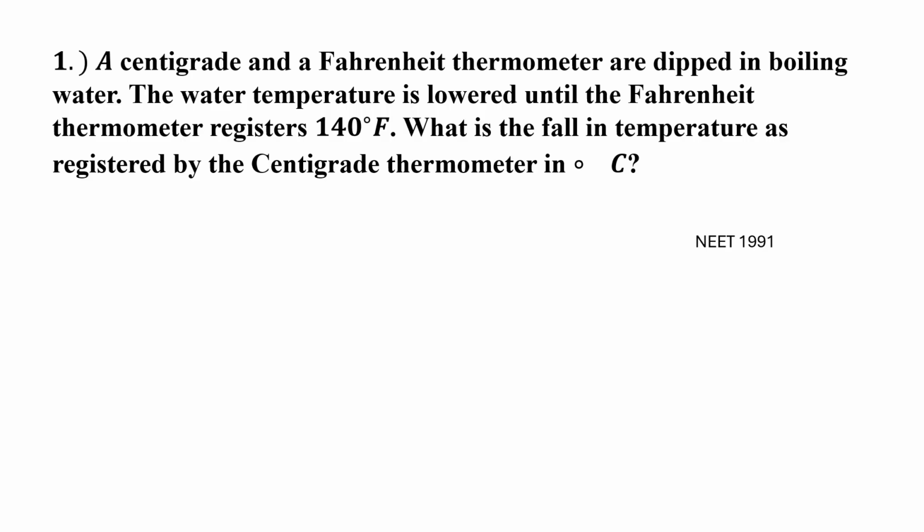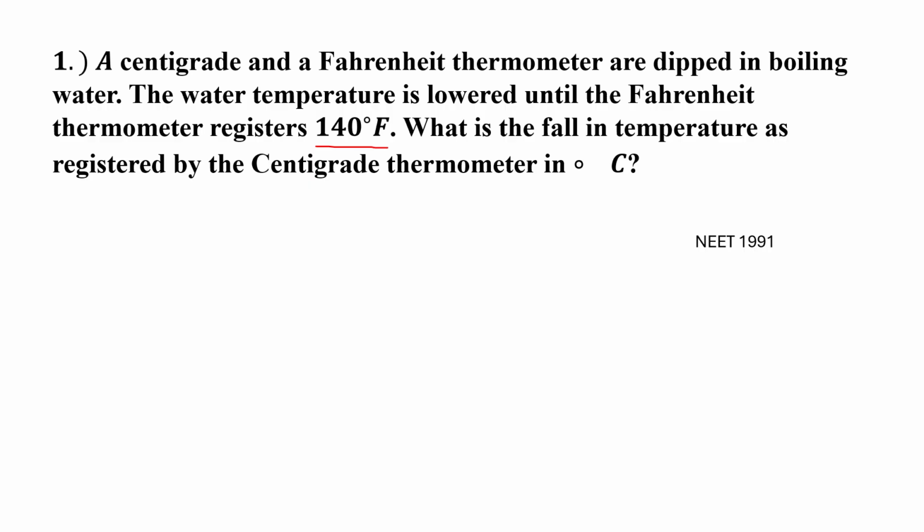The centigrade and Fahrenheit thermometers. Basically, there are two thermometers, one centigrade and the other Fahrenheit, dipped in boiling water. The water temperature is lowered until the Fahrenheit thermometer registers 140 degrees Fahrenheit. What is the fall in temperature as registered by the centigrade thermometer?